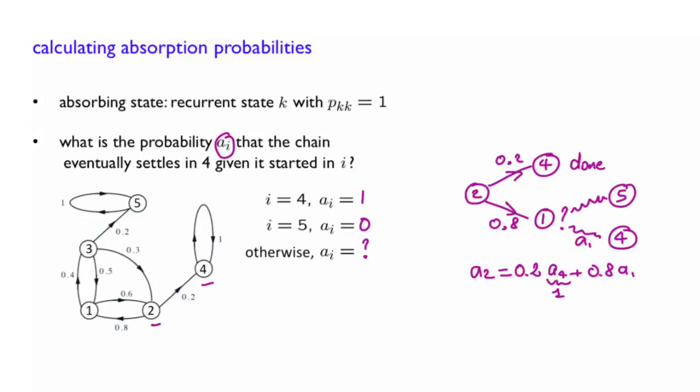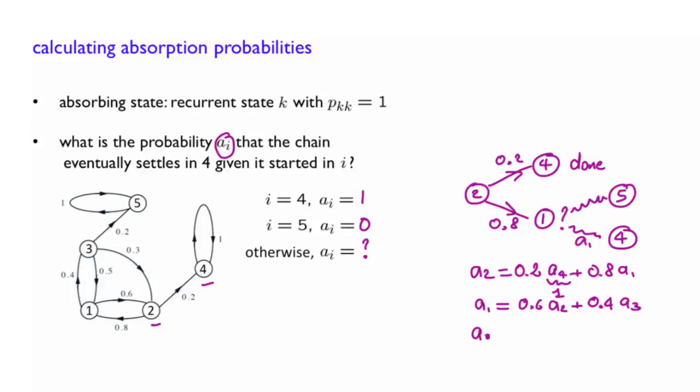Now of course you can do the same thing for the other state. For example, if you started from 1, what can happen next? Well, you can go to 2 with a probability 0.6. Once you're in 2, you are asking yourself what is the probability of reaching 4? Well, by definition it's A2. Or from 1 you go to 3 with a probability 0.4. And given that you have done that, what is the probability that eventually you reach 4? It's A3.